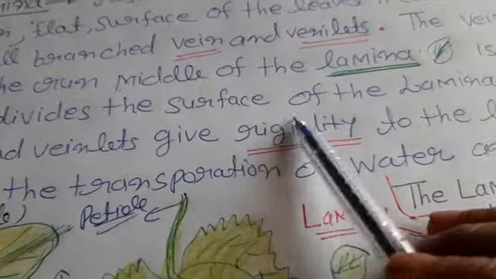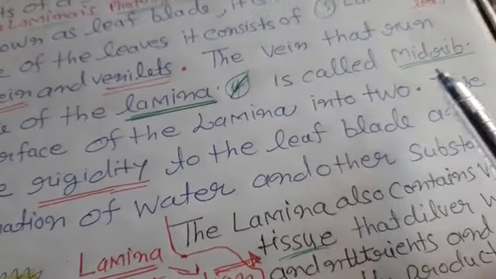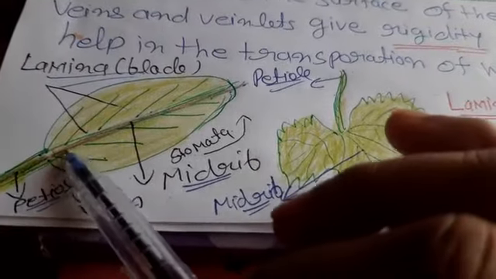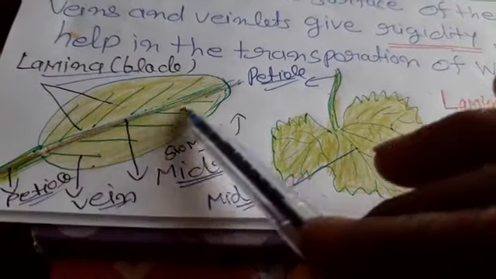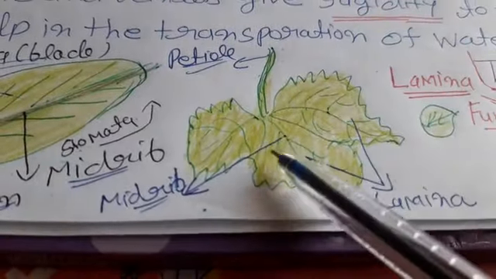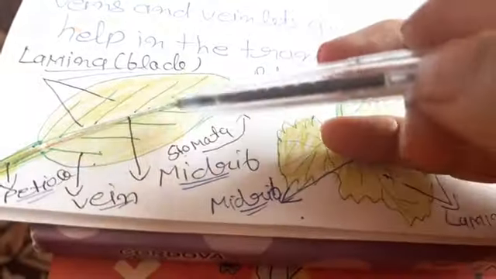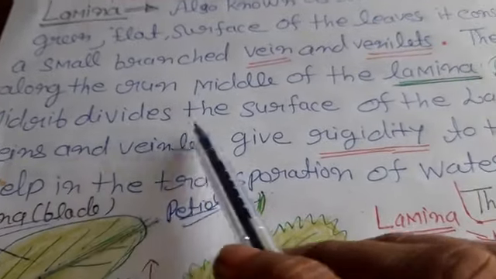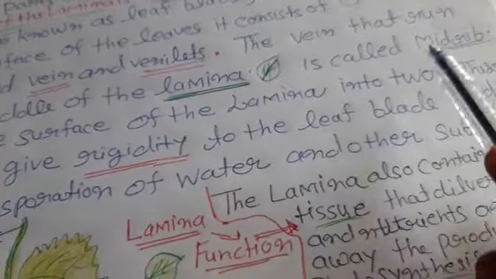The midrib divides the surface of the lamina into two parts. Here we can see a diagram of a leaf. This is the midrib. The midrib divides the leaf into two parts, one part and a second part.